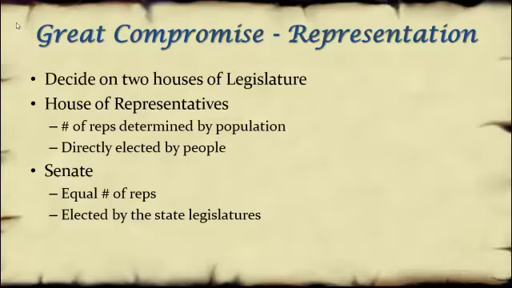And so the Great Compromise solves the problem of representation by combining the two plans. They decide to have two houses of legislature, a House of Representatives, where the number of representatives is determined by the population. And this house is also the one that was directly elected by the people. Then they created the Senate, which had an equal number of representatives for each state, and those would be elected by the state legislatures. So as you see, both these plans kind of come together.